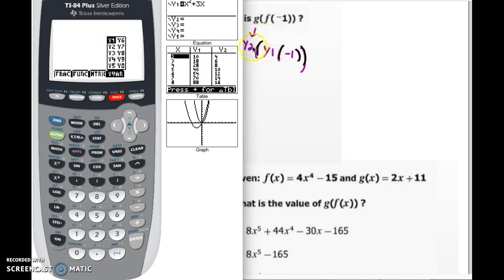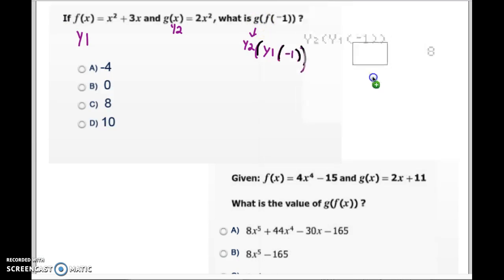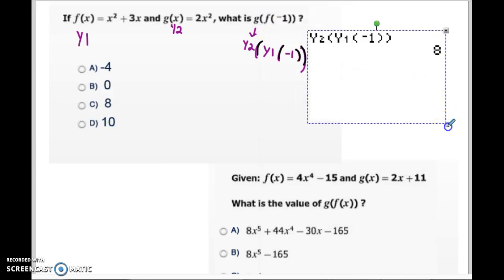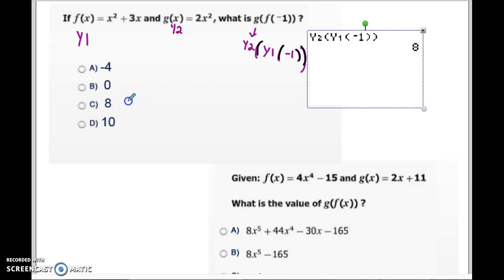So if we look, I need to do y2 of y1. So I'm going to arrow down for y2. I'm going to put parentheses, alpha, trace. Now I need y1, and I'm going to put the parenthesis of -1 and hit enter. And that is your answer for what g of f of -1 is: a positive 8.